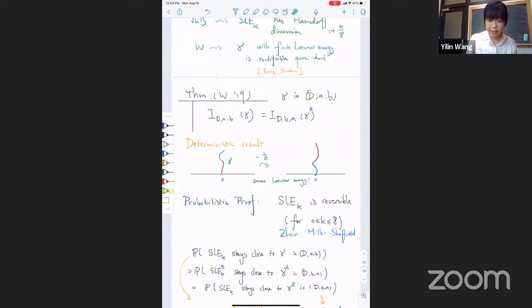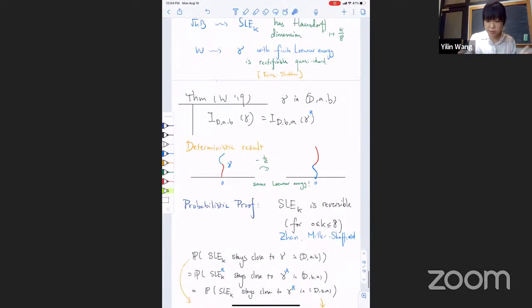In the upper half plane, that means if you have a curve gamma from 0 to infinity, if you apply -1 over z, which will swap 0 to infinity, then this curve, you start from this blue part and follow with the red part. They have the same Loewner energy. But this is a totally deterministic result: you have this curve, you can write down its driving function. You reverse it, you get another curve, you try to write down its Loewner driving function. You check their Dirichlet energy should be the same.